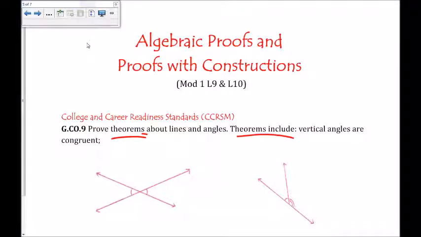So this lesson is our first introduction to proof. We looked at algebraic proofs, proofs that kind of use equations and some properties of equality to solve them, to prove them. And we also talked about proofs with constructions where you draw in some auxiliary lines to assist you in proving something is always true.